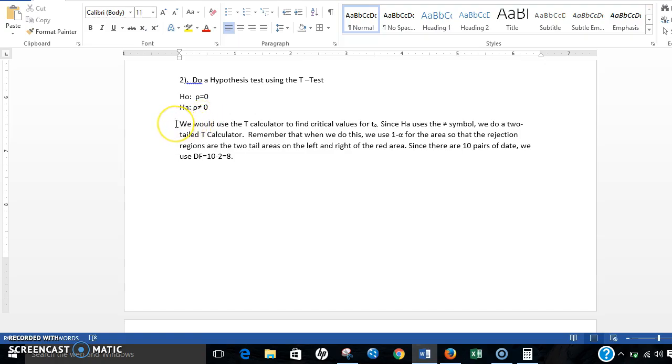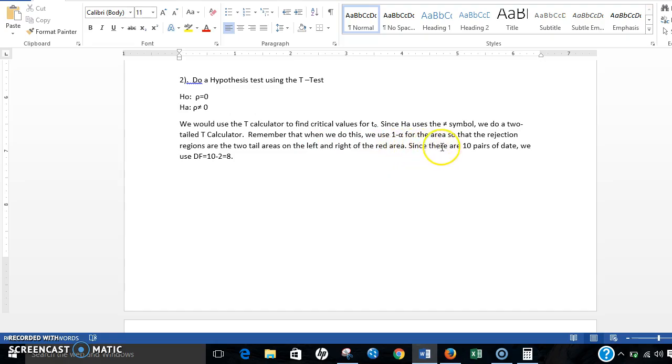So the first thing we would need to do would be to use the t-calculator to find critical values for t sub 0. Since H sub A uses the not equal symbol, we do a two-tailed t-calculator. But remember, when we do this, we use 1 minus alpha for the area so that the rejection regions are the two tail areas on the left and the right of the red area.